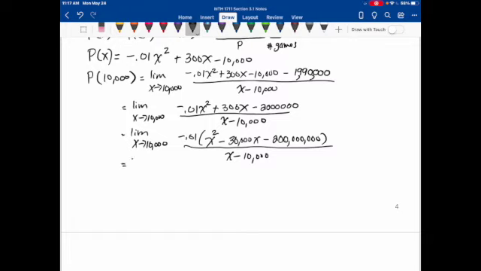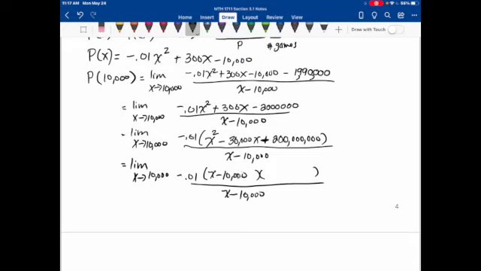All right, now we're going to factor the rest of that, we're left with minus 0.01. Whoops, I forgot to change this to a plus. So that should be plus 200 million. Now when I factor, I'm going to get x minus 10,000, and then I'm going to get x minus 20,000.